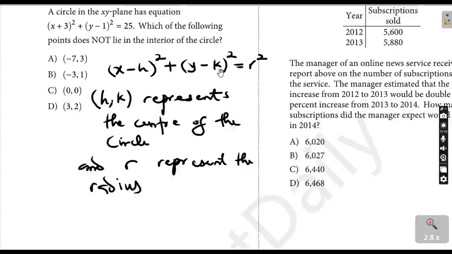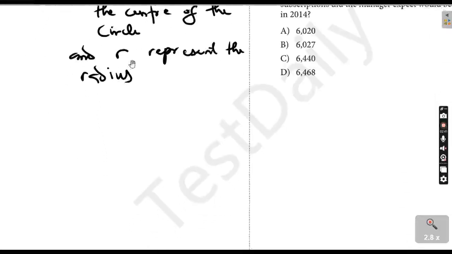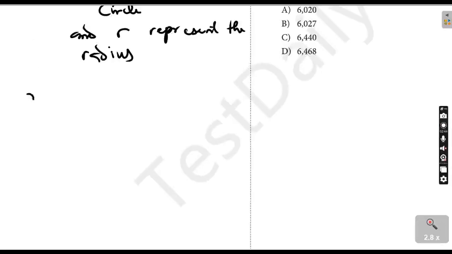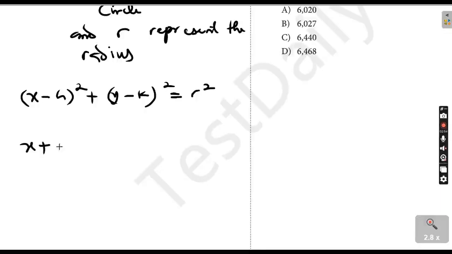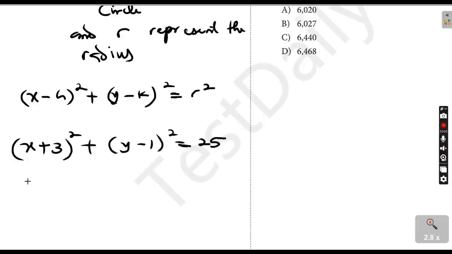So what do you need to do? This general form of the equation, you equate it with the given equation. So let's do that quickly. We have the general form (x − h)² + (y − k)² = r², and you compare it with the given equation, (y − 1)² = 25. By comparison, we can see clearly that h is going to be −3 and k is going to be 1.